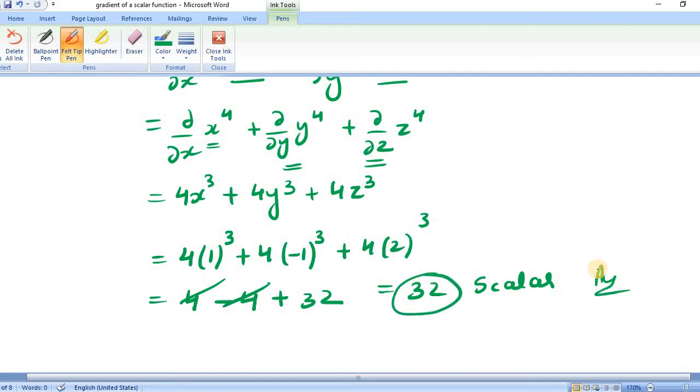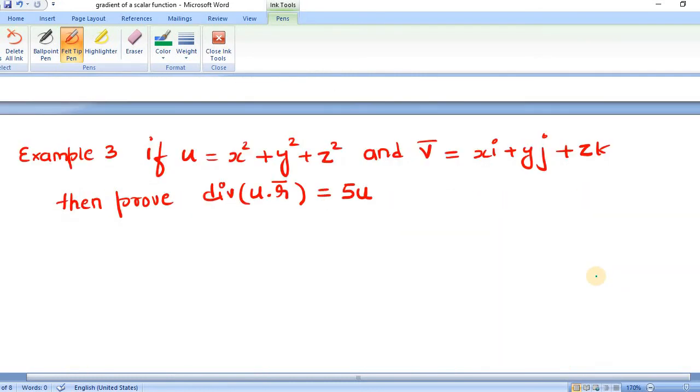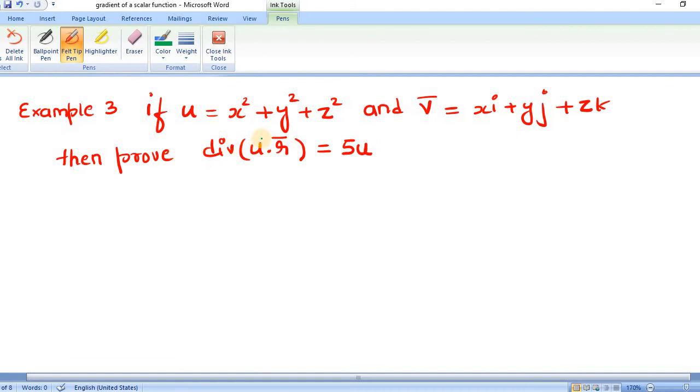Let us see one more example. This is the last example for today's lesson. So you can see if u is equal to x square plus y square plus z square, this is a scalar function. So here u is a scalar function, and v is equal to xi plus yj plus zk. This is a vector function. Then we have to prove that divergence of u dot r is equal to 5u. Okay, pretty simple. So let's do it.